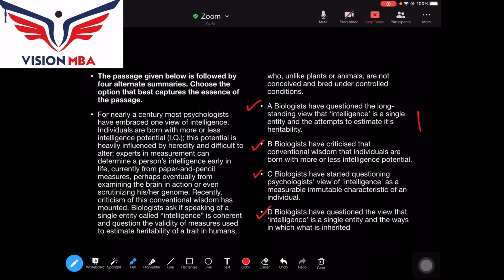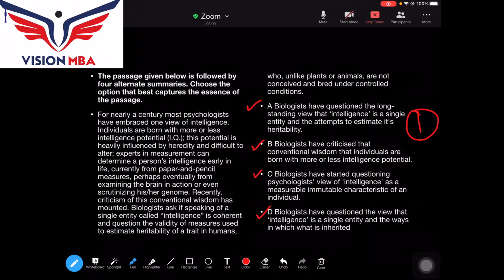What I did, I read the options. I understand that the paragraph is about how a person has wisdom or intellect. Biologists are trying to question and analyze how the intelligence of a human being depends on various factors. I hope you guys are getting it.